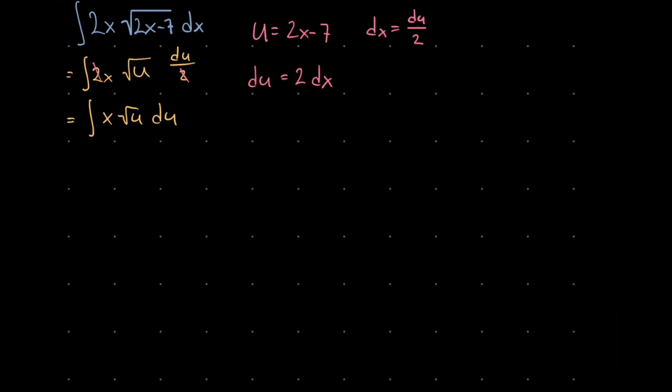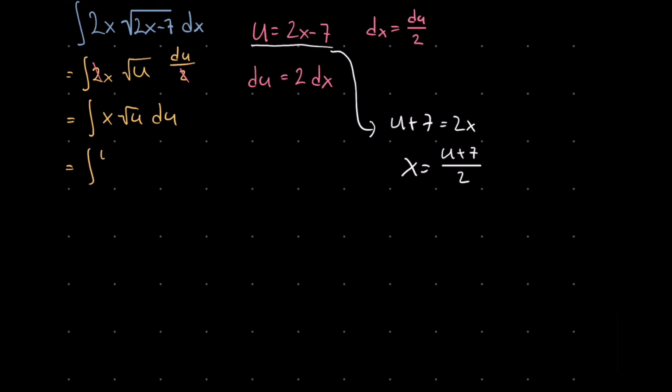Well, we could notice here we have u equals 2x minus 7, and there's a clever way to rewrite this. If we rearrange, we get u plus 7 is equal to 2x. And so therefore x is equal to u plus 7 all over 2. We're going to make this substitution back into our equation. We have that this is equal to the integral of u plus 7 over 2 instead of x, and we're going to write the square root of u as u to the power of 1/2. You'll see why in a second.